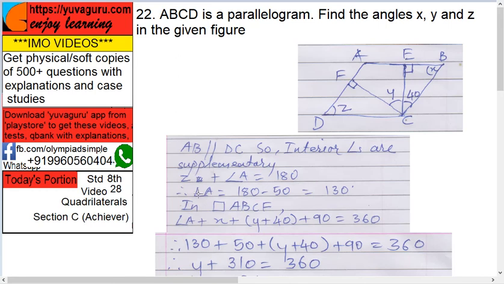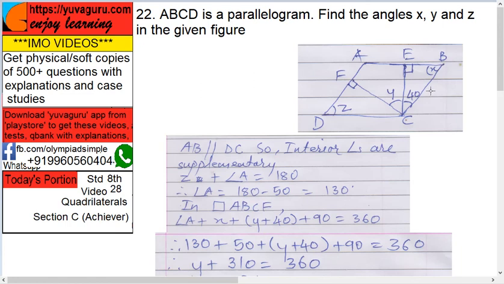Okay, so Z plus A equals 180. Therefore A we can find out. A equals 180 minus Z, but Z we know, we have just now found out 50. So A equals 130 degrees. Now we have found out angle A, right?